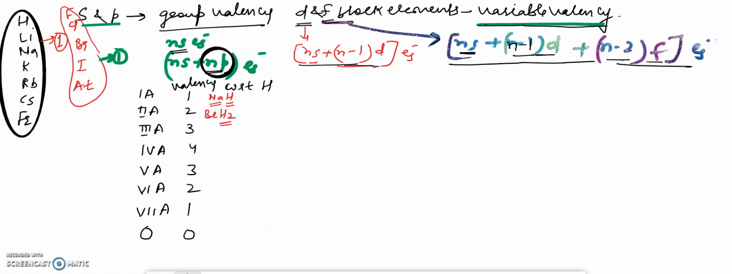BeH2. How many hydrogens are there? 2 hydrogens. So the valency of beryllium is 2. BH3. See, how many hydrogen atoms are there? 3 hydrogen atoms. So the valency of boron is 3. CH4. How many hydrogens are there? 4 hydrogens. So the valency of carbon is 4.